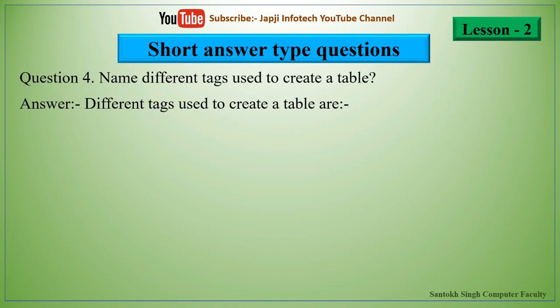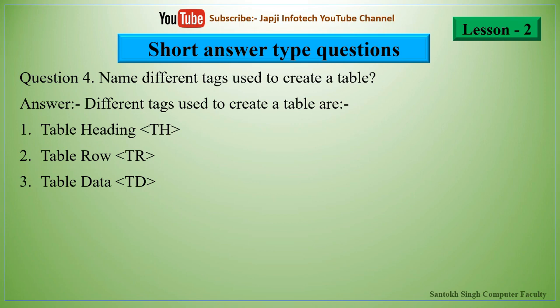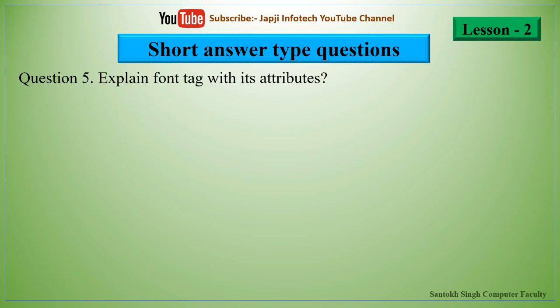Fourth one is, name different tags used to create a table. So different tags used to create a table are, first one is table heading, second one table row, third one is table data. And the fifth question is, explain font tag with its attributes.